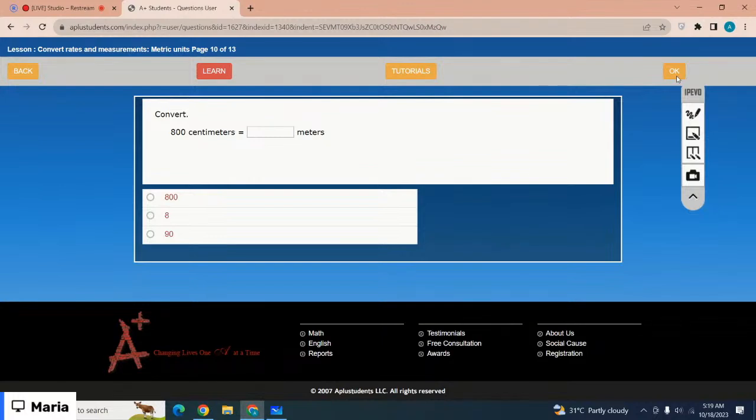800 centimeters equal how many meters? That would be 8 meters. The correct option is 8.